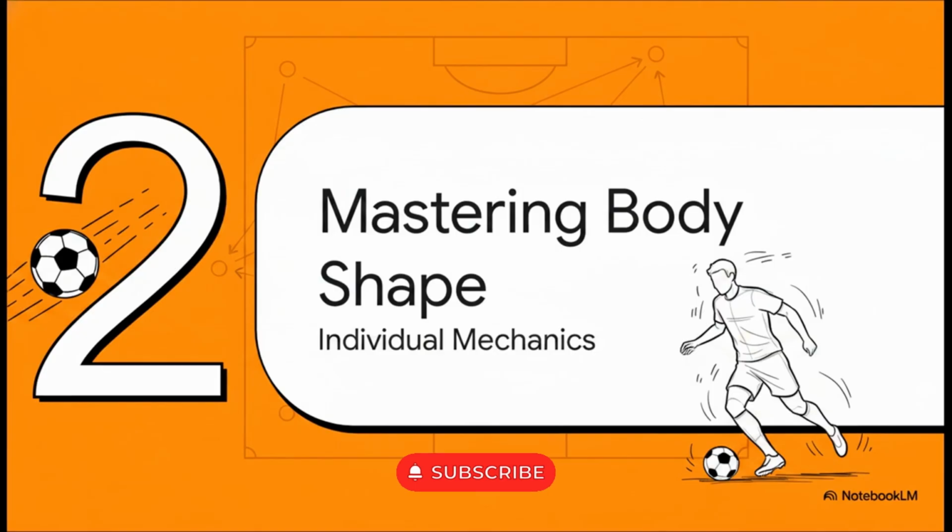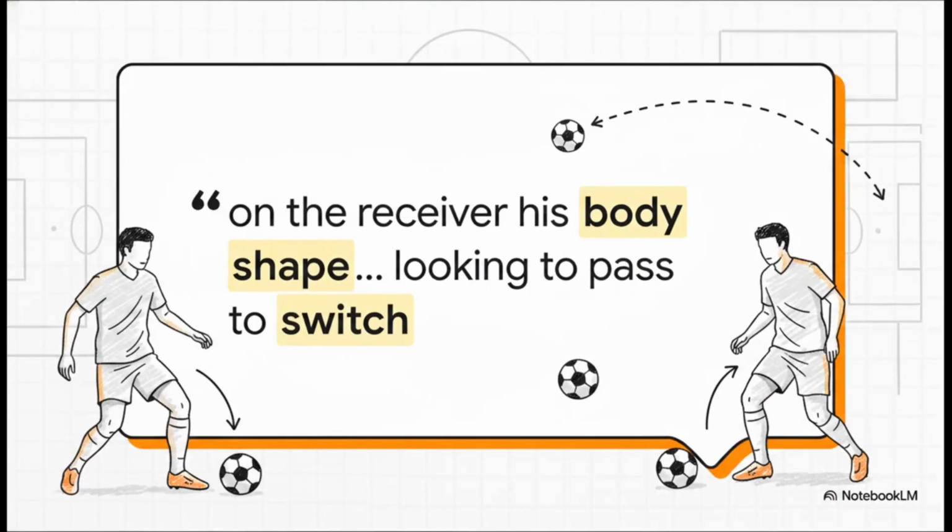Moving on to Section 2, mastering your body shape. This is all about individual preparation and mechanics. To really understand this, we're looking at some fantastic insights from a passing drill run by the Scottish FA. The coach here emphasizes that they are constantly watching the receiver. They're hyper-focused on the player's body shape, their first touch, and whether they are really looking to pass to switch the play. The vital lesson here?